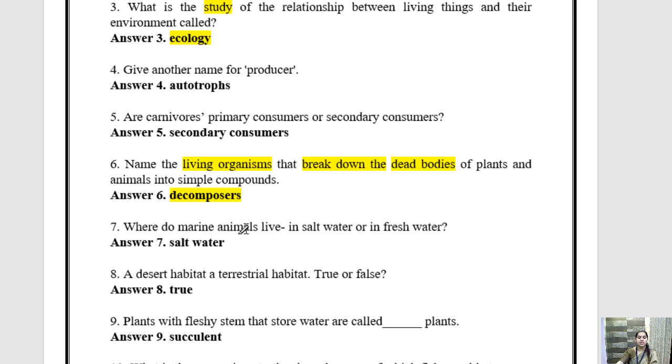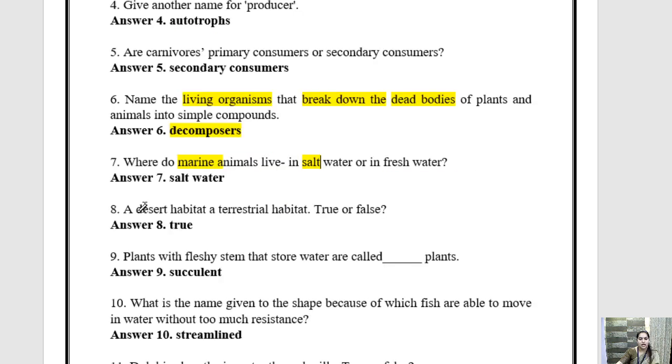Now question 7. Where do marine animals live? In salt water or in fresh water? So children, if there is a term called marine, marine is directly related to salt. Wherever you are seeing the term marine, marine means salty water. Alright. So marine water is salty water. So marine animals live in salt water. Alright. So where do marine animals live? They live in salt water.